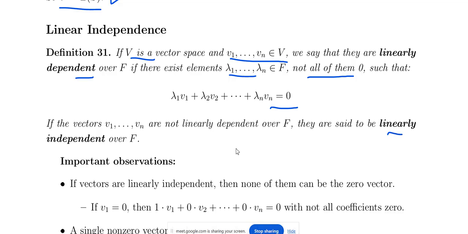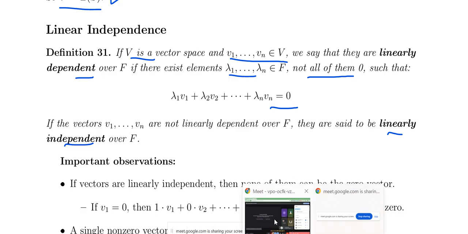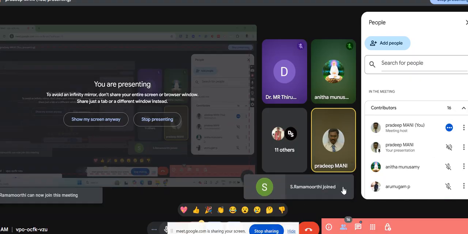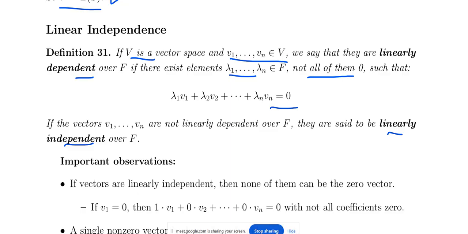In other words, another observation is that if the linear combination equals 0 only when all scalars lambda 1, lambda 2, ..., lambda n are equal to 0, then the corresponding vectors are called linearly independent. This is an important concept.